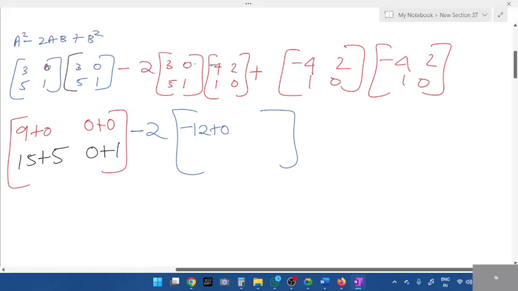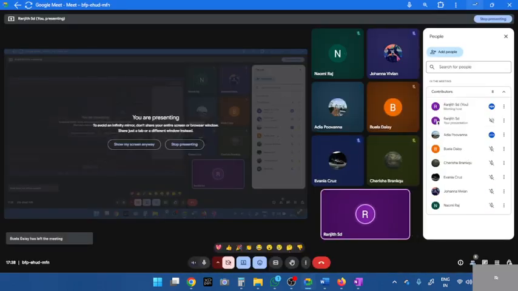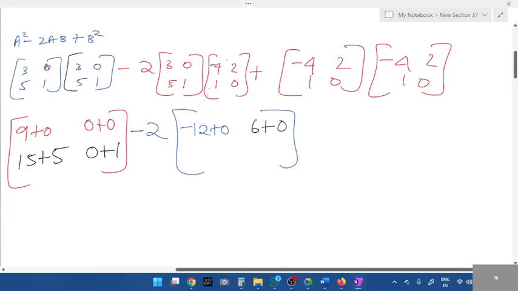Yes, answer the next one. Row 1, column 2, students. Take row 1, column 2. 3 twos are 6 plus 0. Why is nobody responding? What is the next one? Joanna, Adya. Row 2. What is row 2, column 1? Unmute. Cherisha, can you answer? Row 2, column 1. 5 into minus 4 is minus 20.